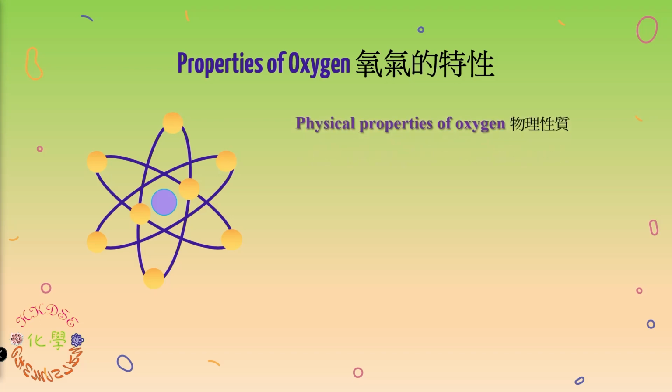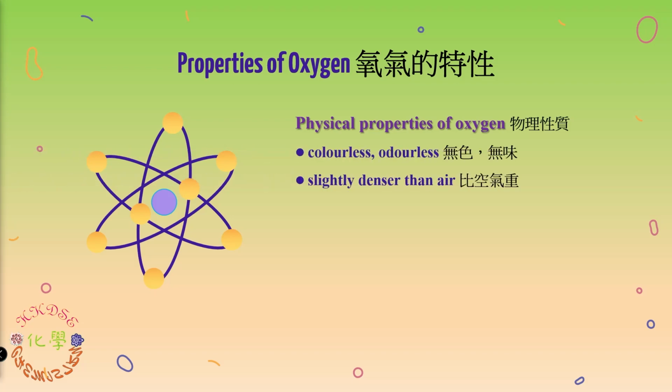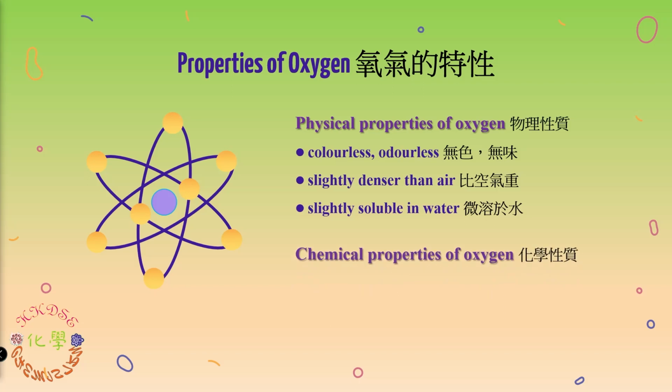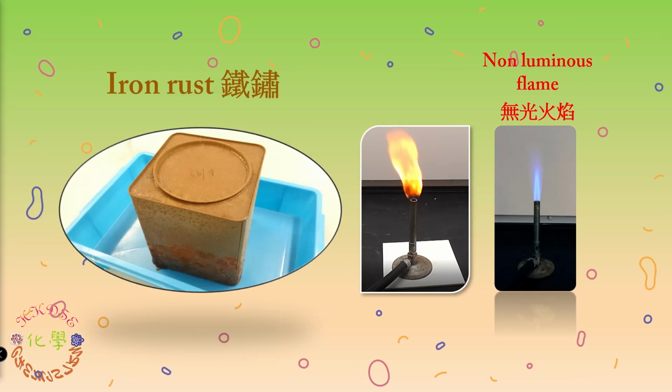Physical properties of oxygen. Oxygen is a colorless, odorless gas that is heavier than air and slightly soluble in water. Chemical properties of oxygen. Oxygen is a highly active gas, and oxygen has the function of supporting combustion. For example, metal iron will rust in the presence of oxygen and water, and the flame of a Bunsen burner will turn from yellow to blue in the presence of sufficient oxygen.